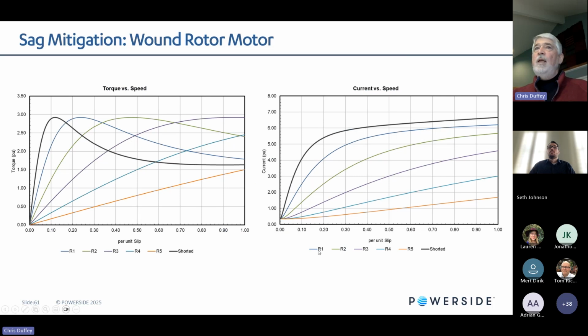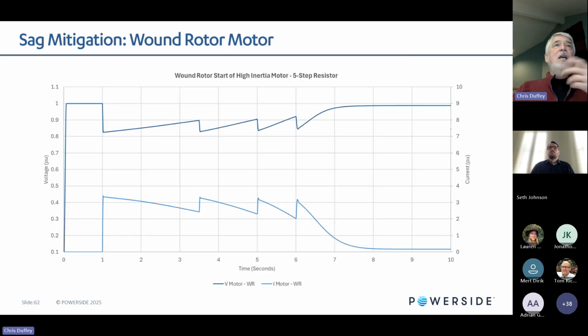You can see that as we increase resistance from R1 to R5, you can see the starting current at locked, for shorted rotor versus as you're increasing resistance. And also you increase torque. So we're going from black to the blue to the green to the purple. So that's one of the key reasons for wound rotor induction motor applications. In this case, I did a 5-step resistor application to show how I could step through different resistors on the rotor and reduce the starting current and improve the voltage.